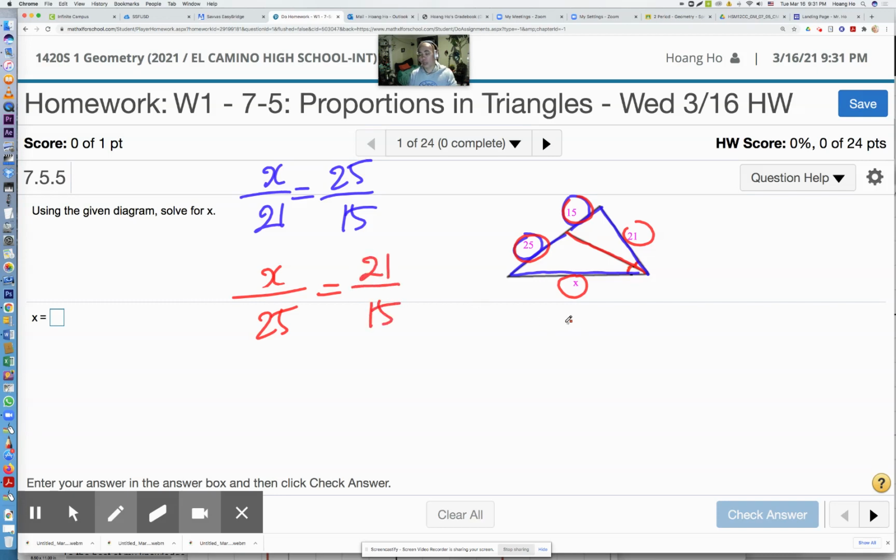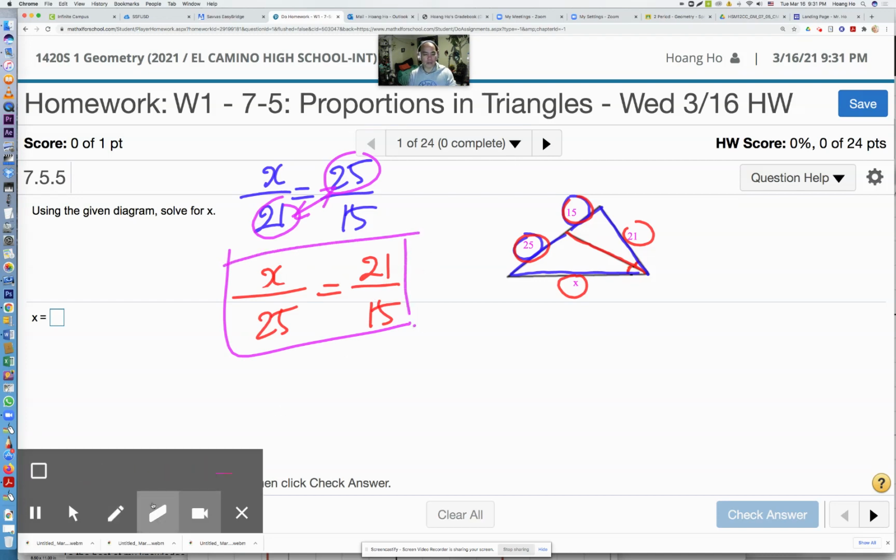They should be the same. You know why? Look at this: 25 right here and 21 over here. If you exchange their places, is that exactly this one? So you can write whatever you want.